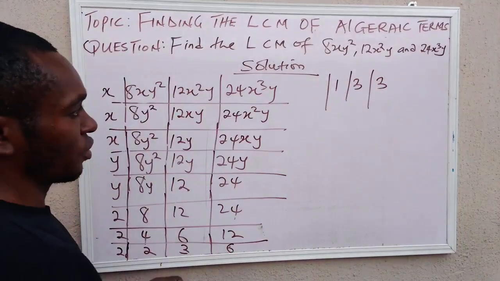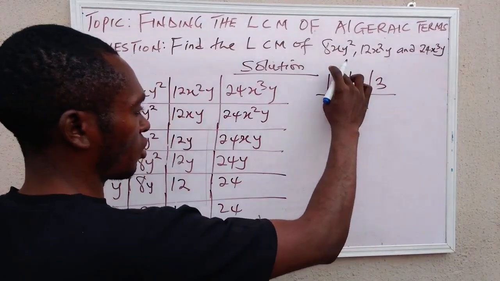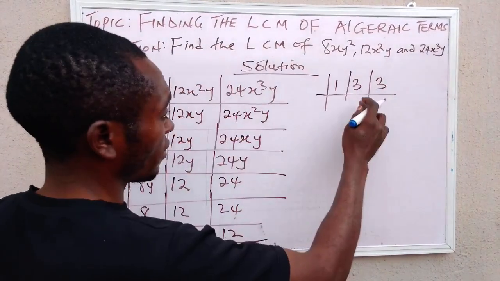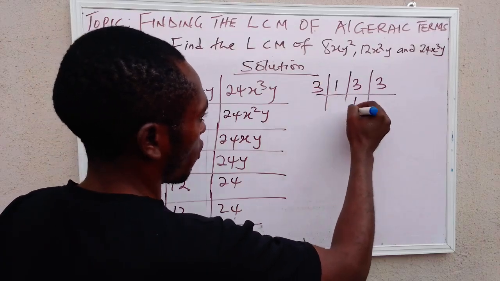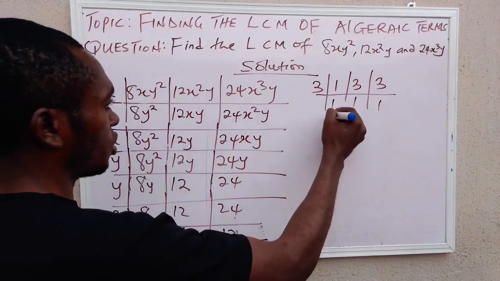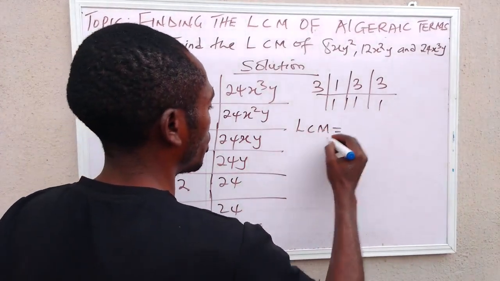Now, I have 1 here, so I don't need to bother about what will divide this. So what can divide either this 3 or this 3? Anyone. So use 3. I'll have 1 here, I have 1 here. If you like, repeat this one. So what you have left is to calculate the LCM.